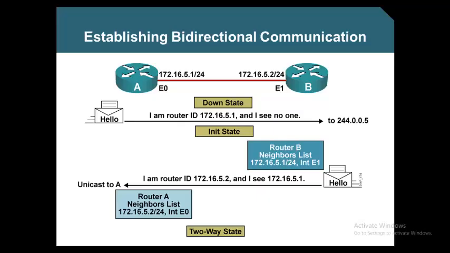Now B receives this because B is running OSPF, it will receive. All the routers that run OSPF will receive, will process the packets that are sent to 224.0.0.5. So B processes it and B learns a neighbor called 172.16.5.1. So B learns about a neighbor which is router A.